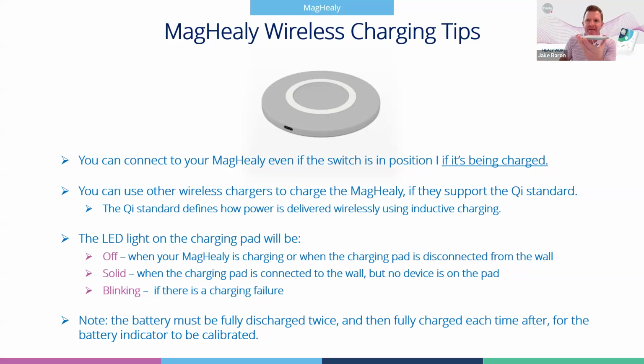If I take my MagHealy, there we go. Take the MagHealy and put it on, you see that light goes off, and then it initiates the charging sequence. So when this light is off, it means your MagHealy is either charging or the charging pad is disconnected from the wall. If I take this back off, you see that light comes back on, but then I'm going to remove the cable from the back. I remove the cable from the back, and then the light goes off. So it's not too complex. Just wanted to show, if you're wondering, what these light patterns are.